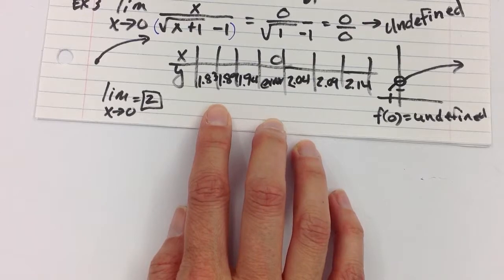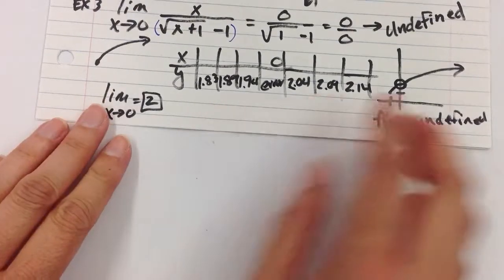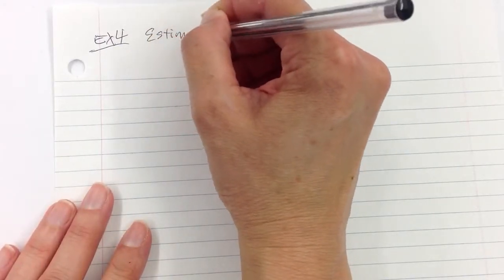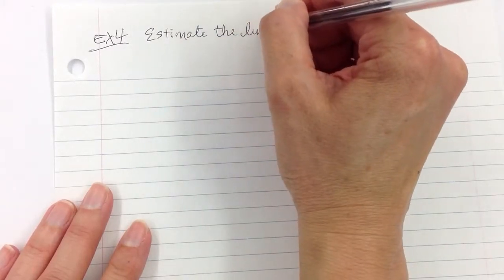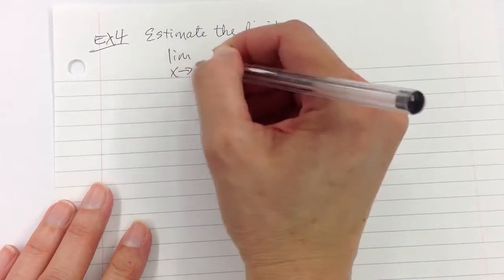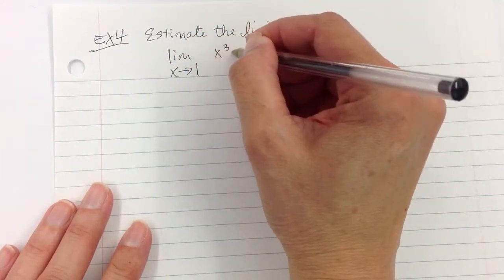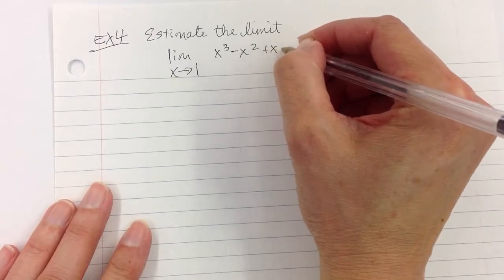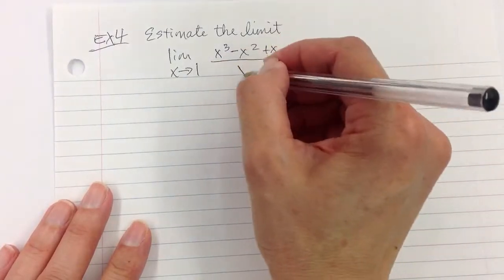Okay, so let's look at another example. Let's flip to the next page, example 4. Let's switch pens, you can still see this. Example 4 says to use a graphing utility to find the limit. We want to estimate the limit as x approaches 1 of x cubed minus x squared plus x minus 1, all over x minus 1.